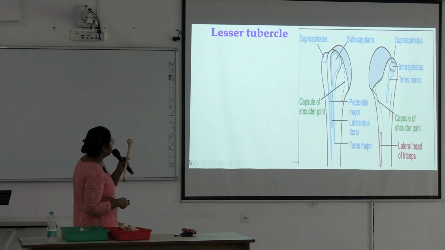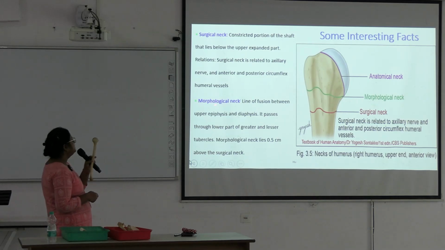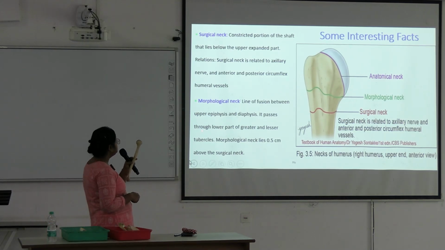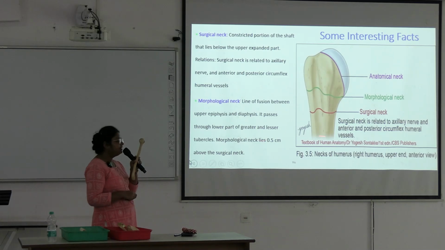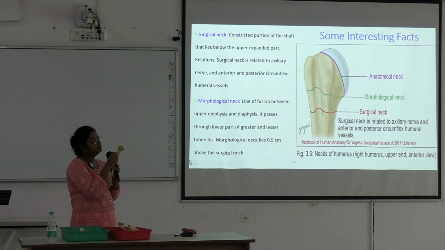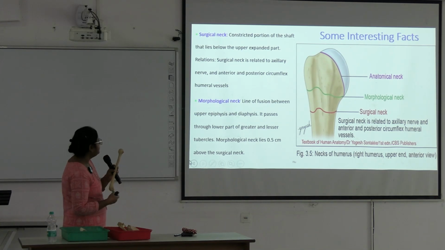Next is the morphological neck. This is the line of fusion between the upper epiphysis and the diaphysis. The green line is the morphological neck. It passes through the lower part of the greater and lesser tubercles, and the morphological neck lies 0.5 cm above the surgical neck. So at the lower part of the greater and lesser tubercle, at this region lies the morphological neck. Okay. Next.